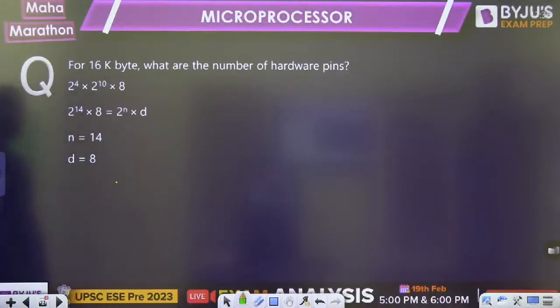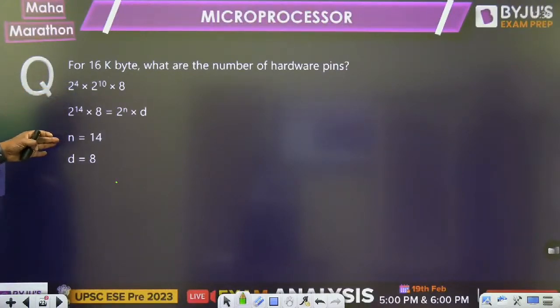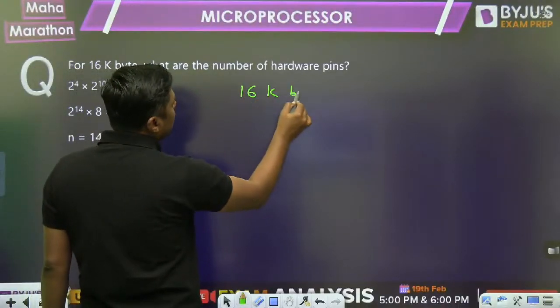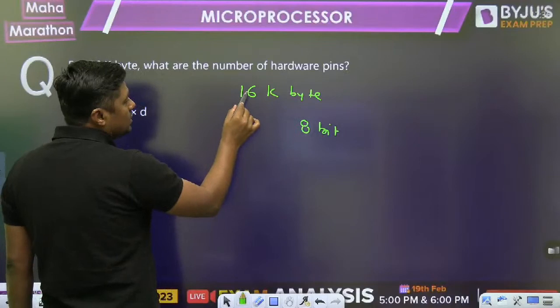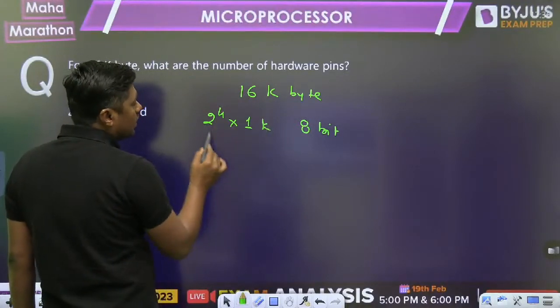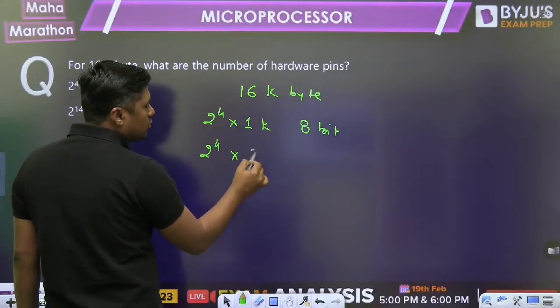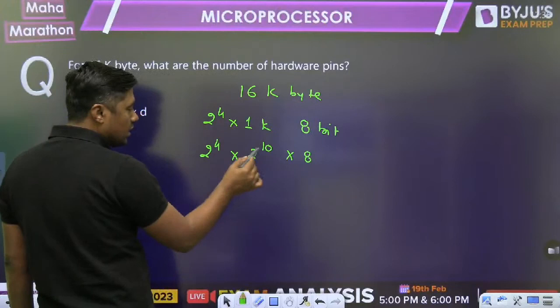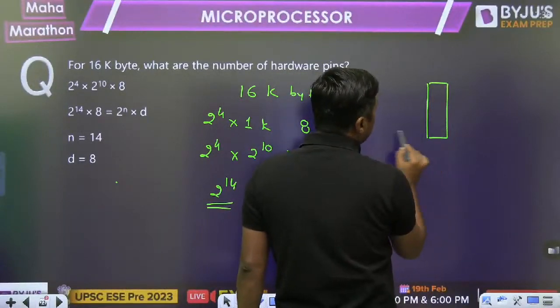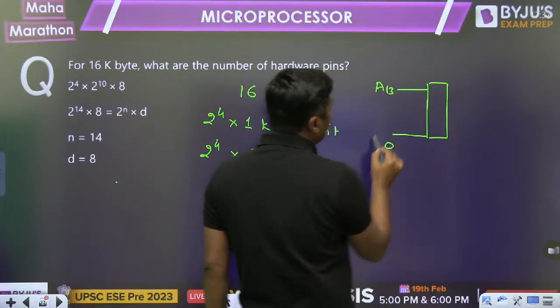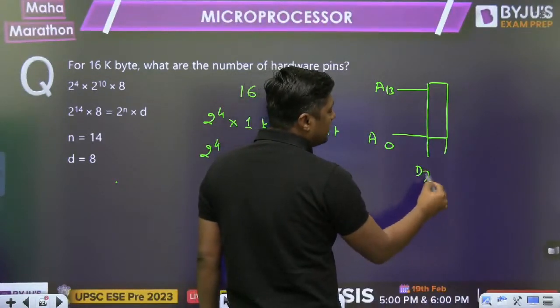Next one: for 16 kilobyte, what is the number of hardware pins? For 16 kilobyte, it is simple, I am giving you the solution. There are different types of solutions, and you can write that if it is 8 data lines, then 16 kilobyte, you can directly solve in the exam like this. In 8085, what is the total address and data lines? 8 bit. 16 means 2 to the power 4, 1k means 2 to the power 10, into 8 bit. This is the byte. So this is 2 to the power 14, means total how many address lines? 14 address lines, from 0 to 13. Always remember from 0 to 13 address lines and total 8 data lines.